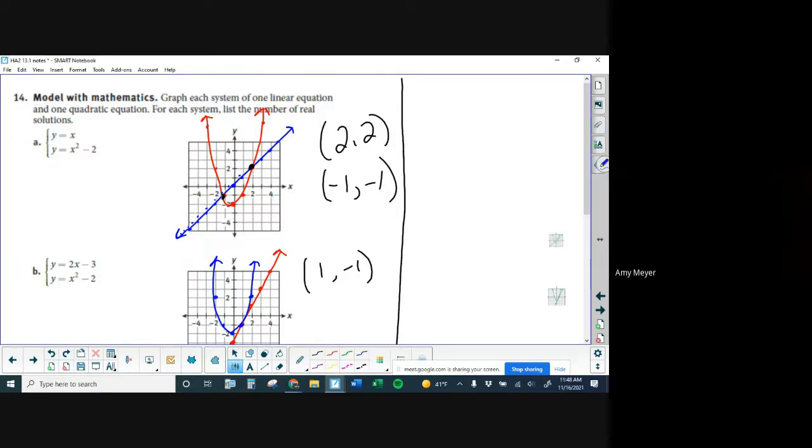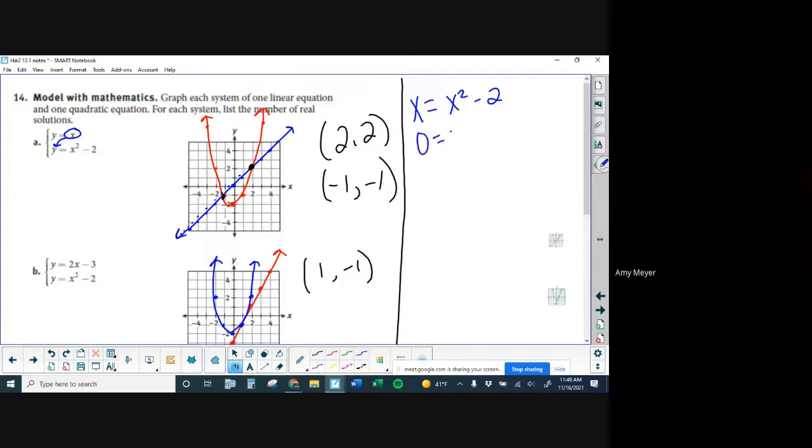Algebraically, let's take a look. I have this system. If y equals x, then instead of a y here, I can just input that x. Since x is equal to y, I can just substitute it in there. So it's going to say x equals x squared minus 2. Just like solving by substitution, elimination, we're solving this one by substitution. Y equals x, and here's a y. I'm putting an x. Okay, let's solve this.